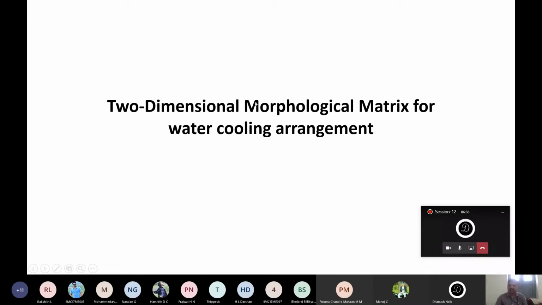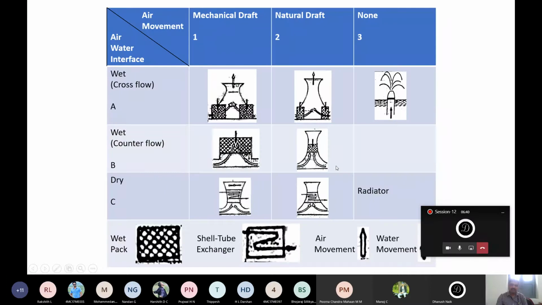Two-dimensional morphological matrix. This is known as two-dimensional. Why is it called two-dimensional? What is the difference between the previous morphological matrix or morphological table and this one? Why is it called two-dimensional? What is the reason?